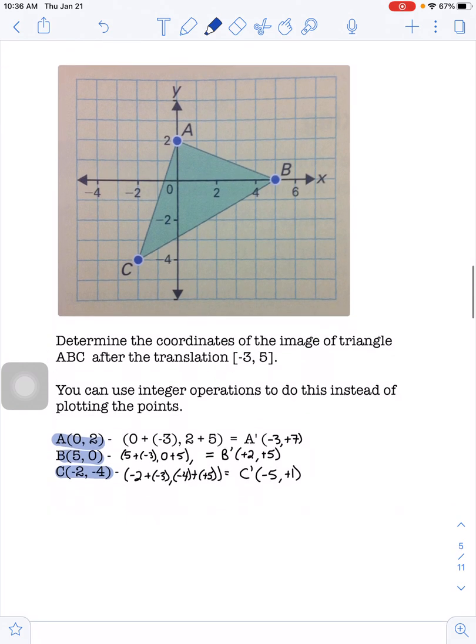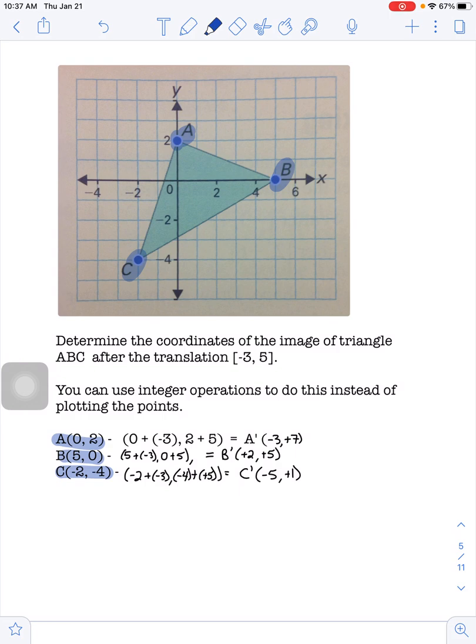One more question here to work through together. This one says, determine the coordinates of the image of triangle ABC after the translation [-3, +5]. So without actually drawing these on the Cartesian coordinate system, we're going to figure these out using integer operations. The highlighted coordinates there, and coordinates have curved brackets instead of square brackets, are highlighted there. So A is (0, +2), B is (5, 0), and C is (-2, -4). That's on our Cartesian coordinate system. And we're going to use these integer operations.